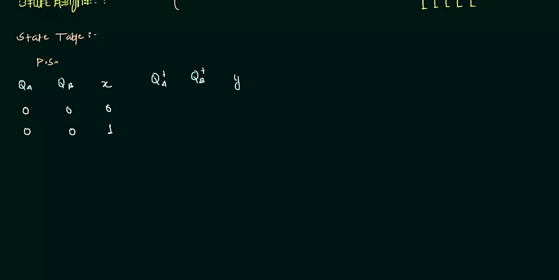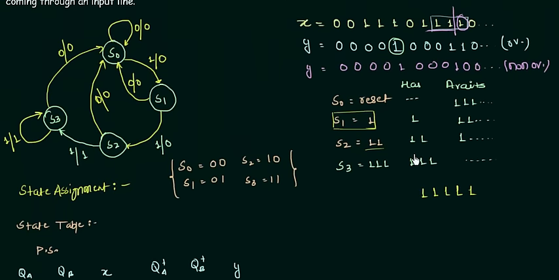Let's see for these two cases first, and I will copy this state diagram and I will paste it near to my state table so that we don't have to scroll the board again and again. I will copy and then paste. I will drag it down to my state table. Now it is more convenient to solve it. So let's see the first two cases.